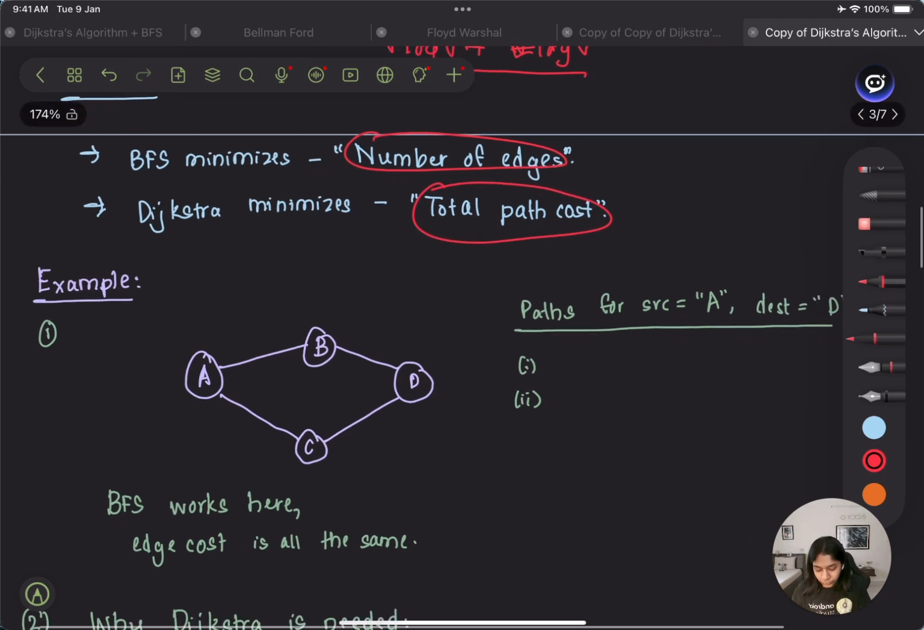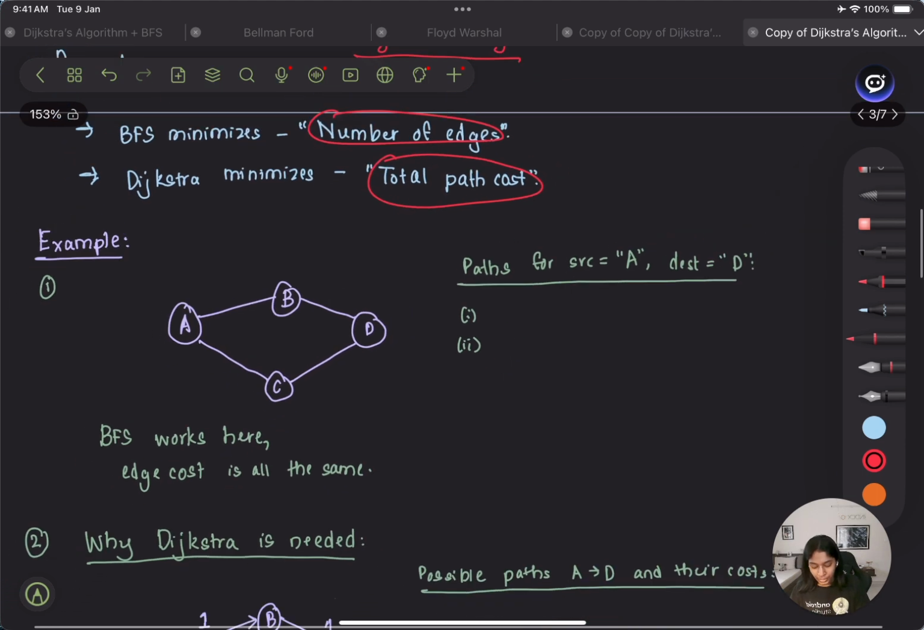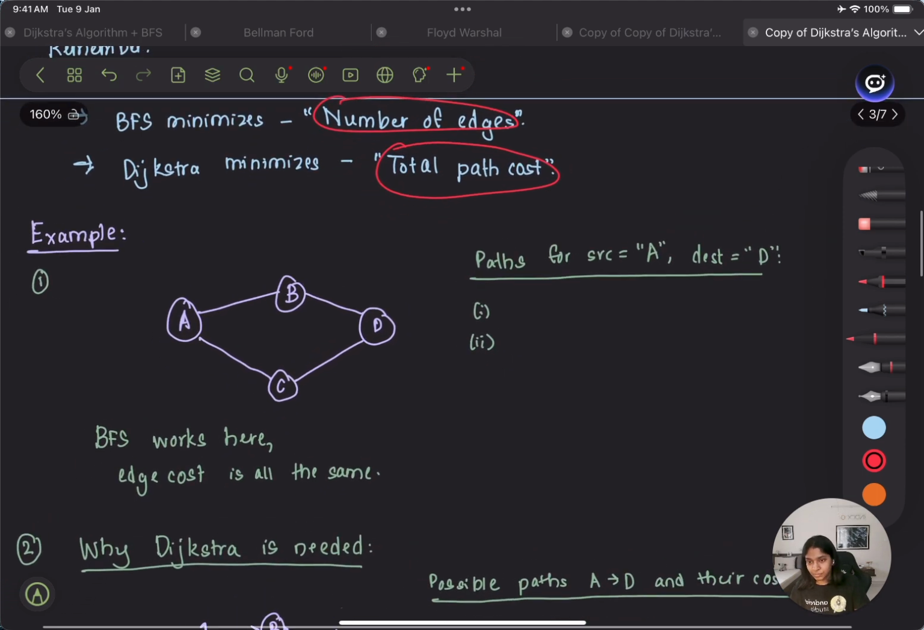So here's a small example of how BFS can be used and how Dijkstra can be used, and why. If I look at this and A is my source and D is my destination, one of the shortest paths I can take is from A to B, and from B to D. Because there is no weight, the cost is basically the number of edges I took, so it's 2.